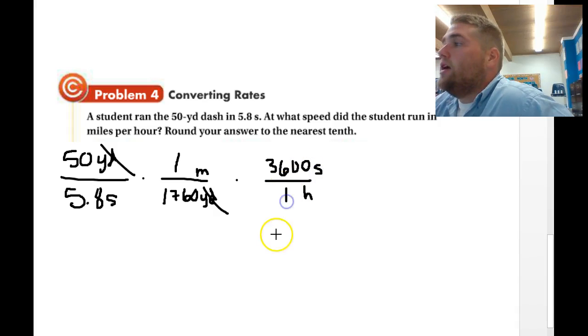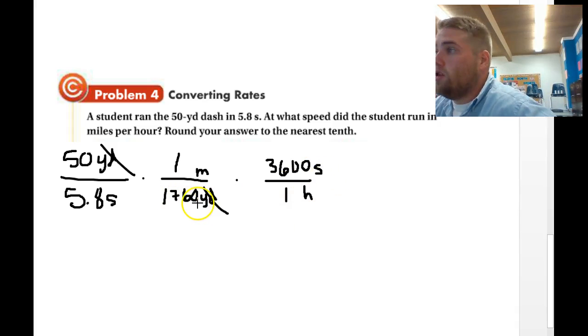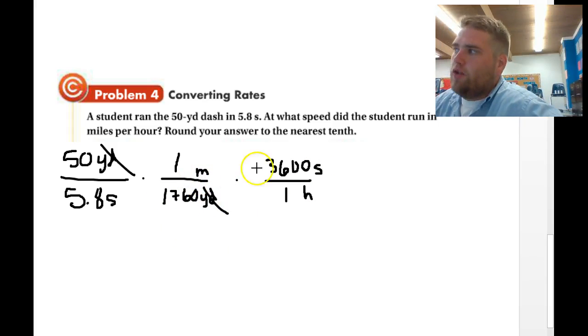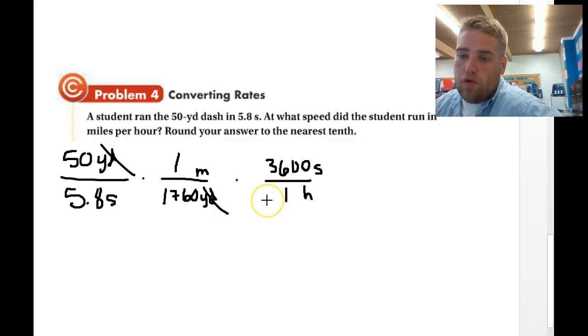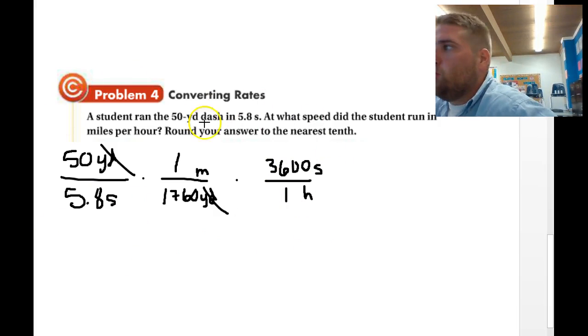seconds per 1 hour. And guys, once again, I don't expect you to know that there's 1,760 yards in a mile or that there's 3,600 seconds in an hour. I'll give you a sheet of paper that will go over all this, and we will go over how to do it. The most important part is we're just building these ratios.